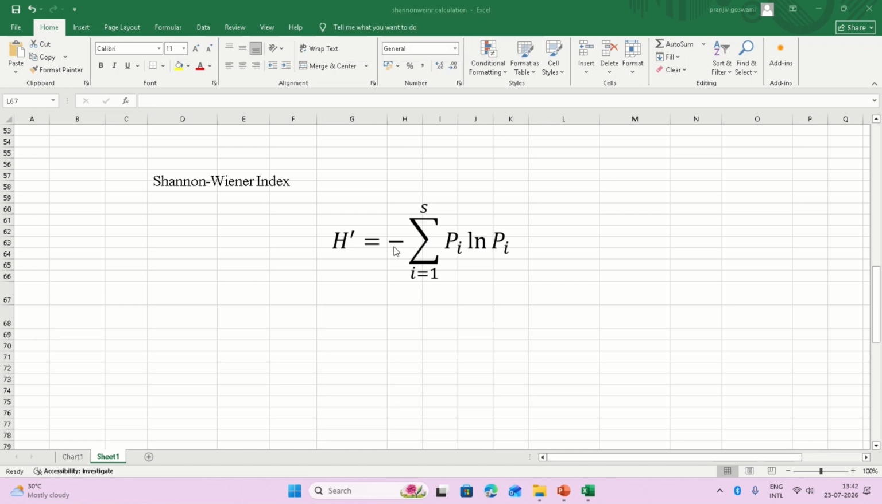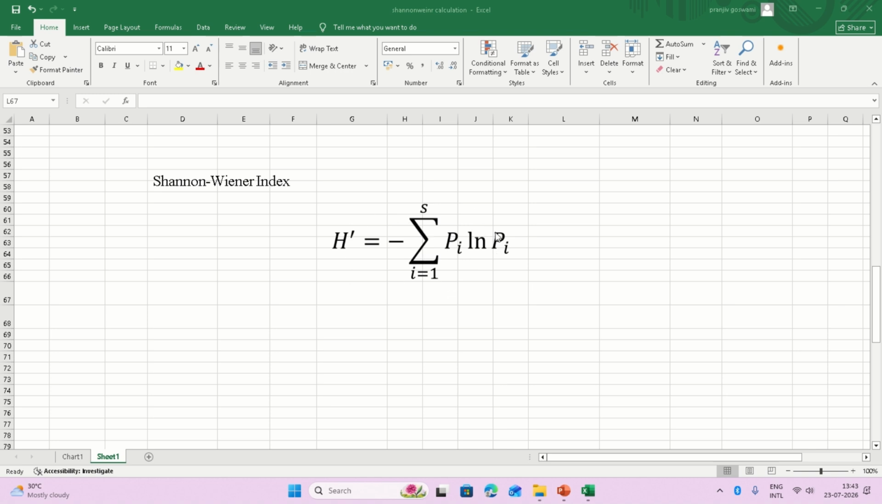Well, here is the Shannon-Wiener index formula. It is represented by H, and S stands for the total number of species, and Pi is the proportion of each species in the community. So this ln stands for natural log. So it is the natural log of Pi. And we should not forget this negative sign.